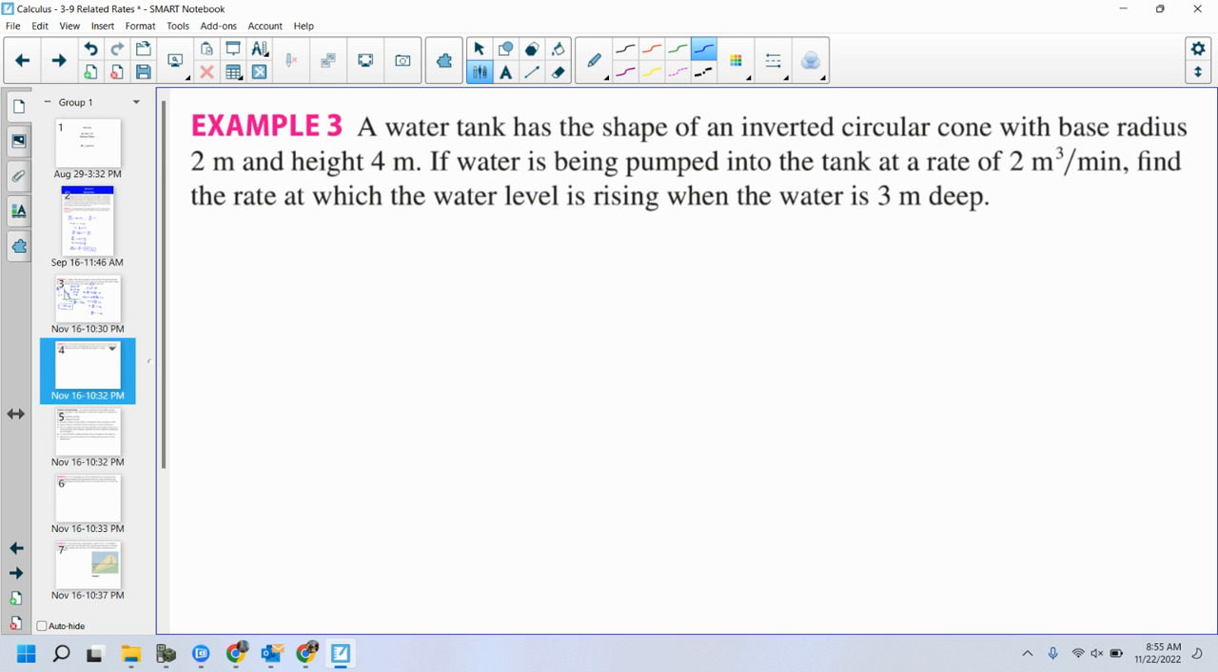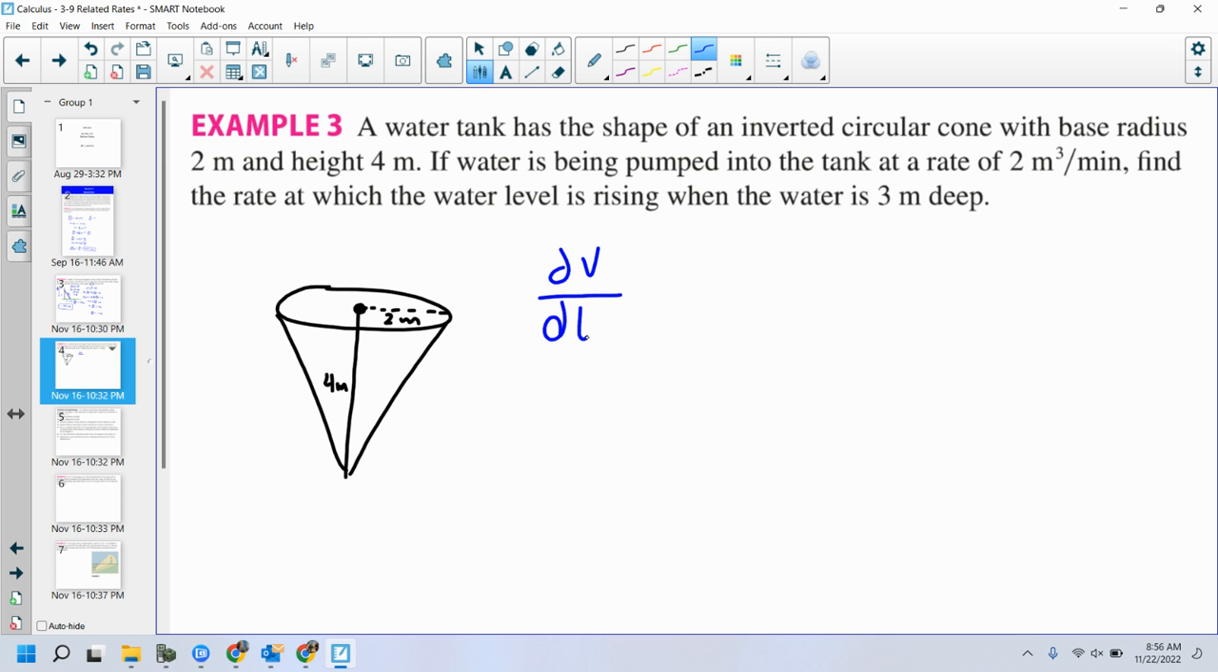Okay, so when we don't know what we're doing yet, let's just draw a picture. So we've got an inverted circular cone, right? And we know the radius of that cone is 2 meters. And the full height is 4 meters. Let's establish what we know. We know that dV dt, the change in volume over time, is 2 meters cubed per minute.